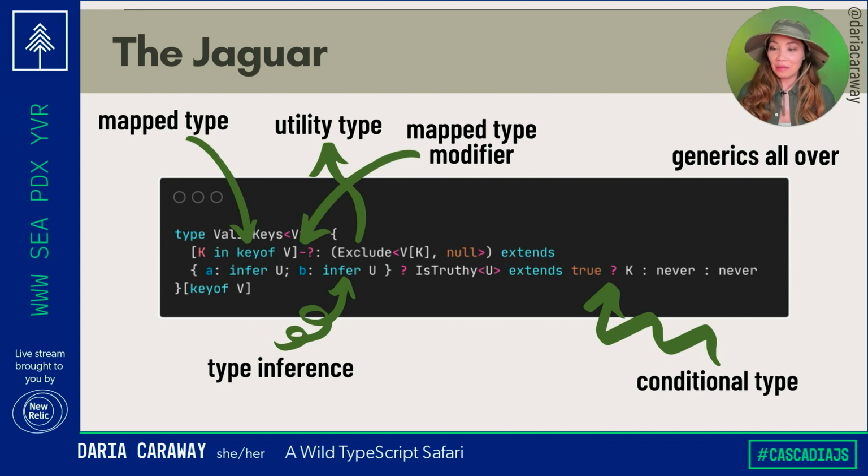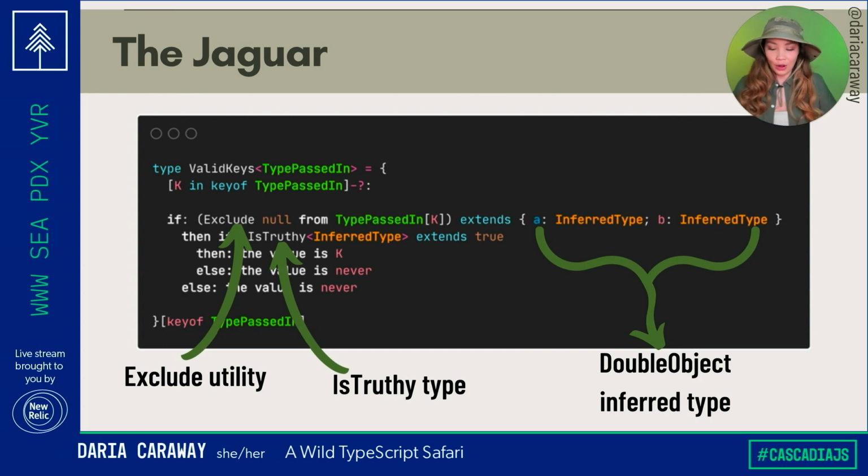And same with this type. There's just like everything going on here. We've got a map type modifier, a utility type, type inference, generics literally everywhere, and nested conditional types. Okay, but we can do this. We can get past this Jaguar. Just going to fill in what we already know, take it step by step.